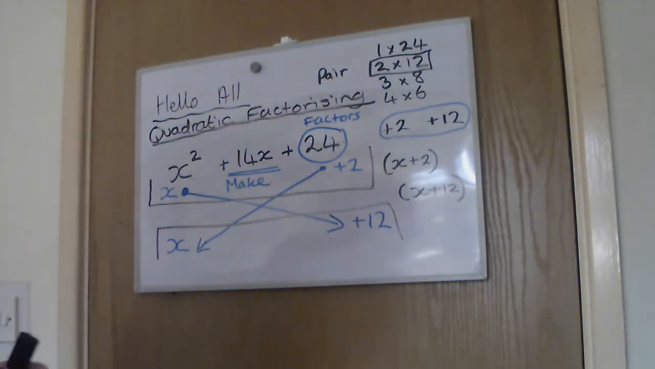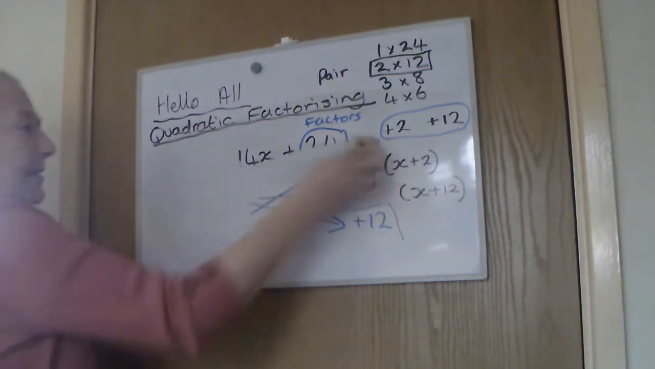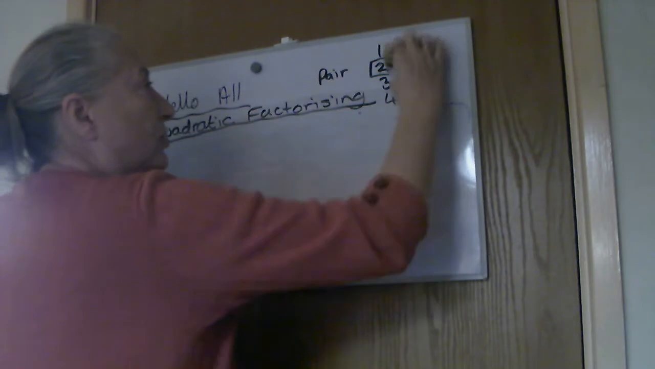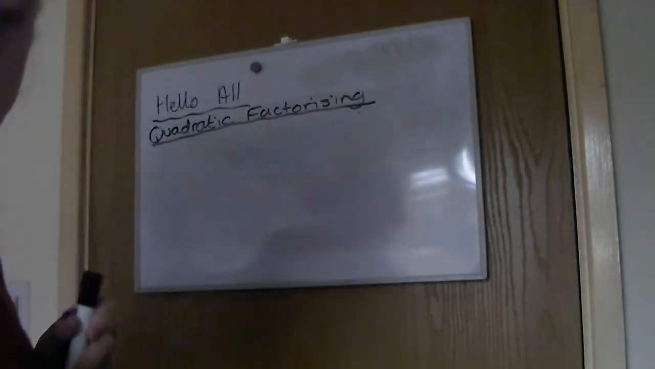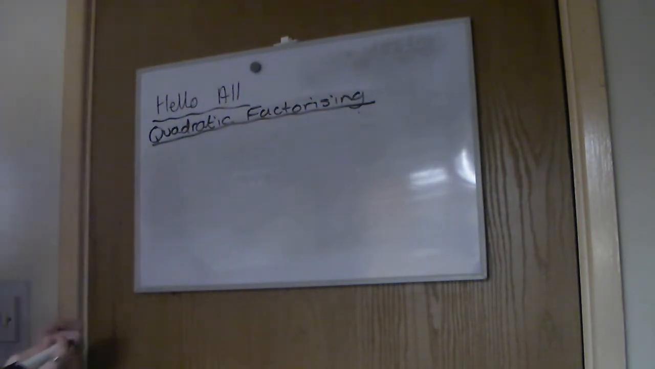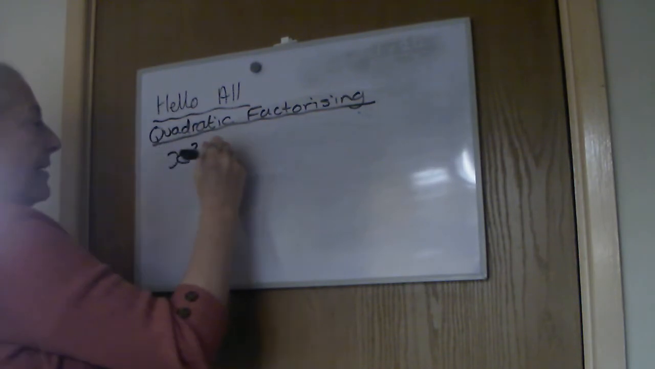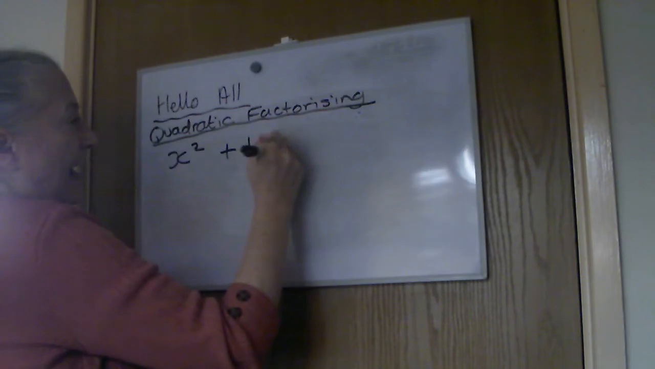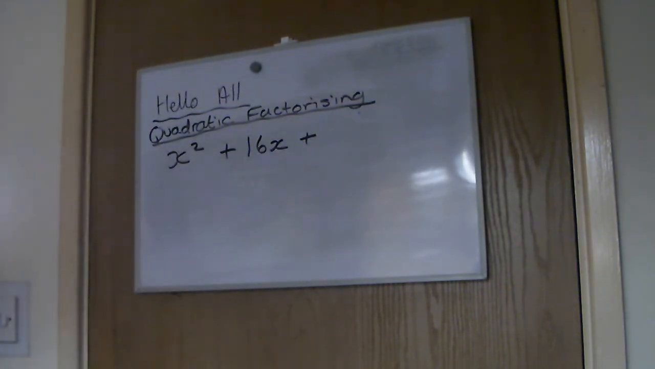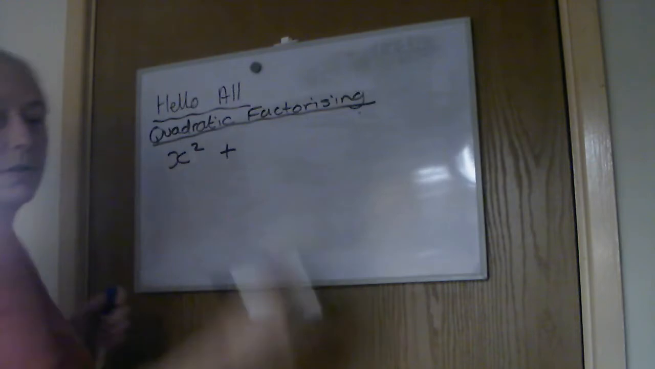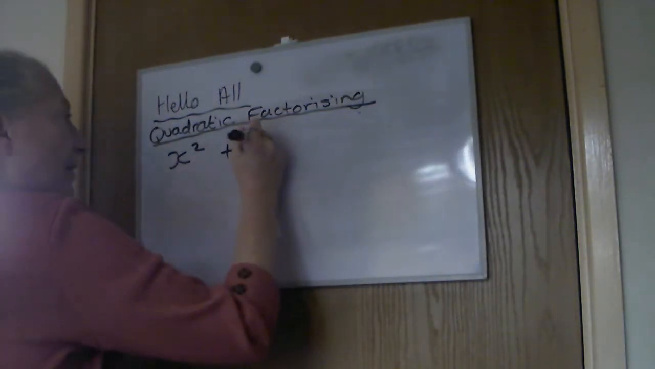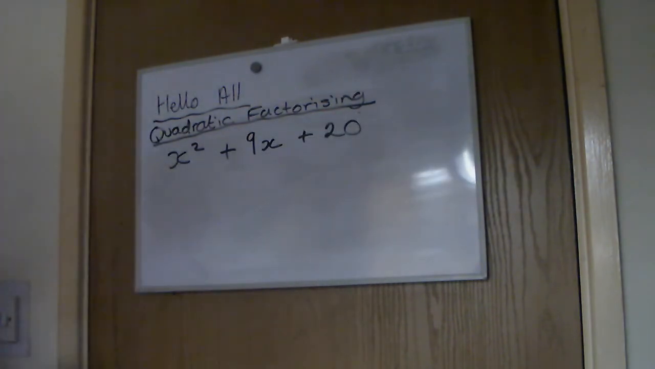Let's do another one. Let's get rid of all of that. So I'm going to do a bit of role play here. So let's go x squared plus 9x plus 20. Okay, so what I'm going to do is make this interactive. So I'm going to be asking you the question. What is the first thing that I do?